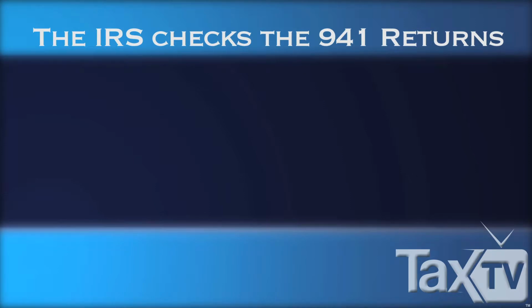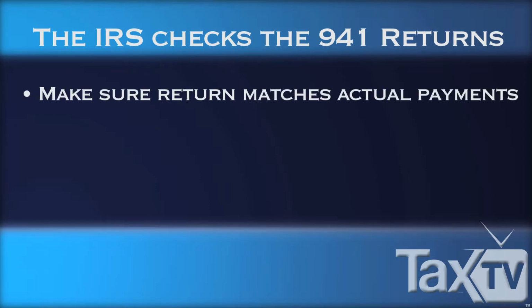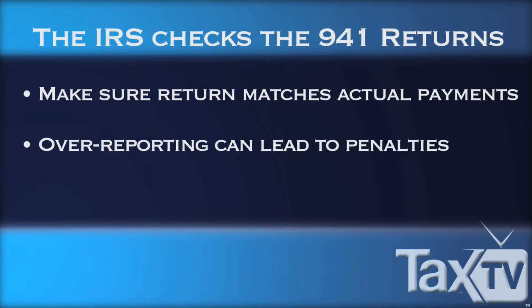Uncle Sam uses a computer system to check the 941 returns. You need to make sure the return matches what you've actually paid, since the computer will pick up on any discrepancies. You may be subjected to penalties if the actual taxes paid are less than what's indicated on the return. If, for example, you listed a payment of $100 on a certain day and the IRS only received $90, the computer will kick it out and hit you with a penalty and interest.